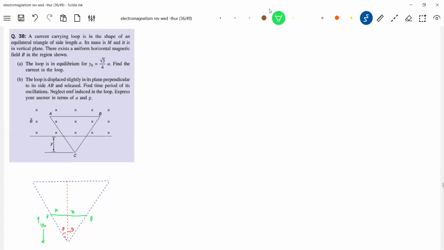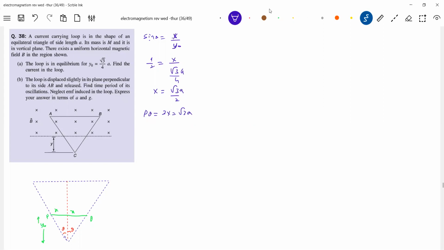So tan theta... sine theta equal to x by y naught. Sine theta, sine 30, is 1 by 2. Y naught is root 3 by 4. So x equal to root 3 a by 2. So what is the length of the rod PQ? Equal to 2x. So equal to root 3.